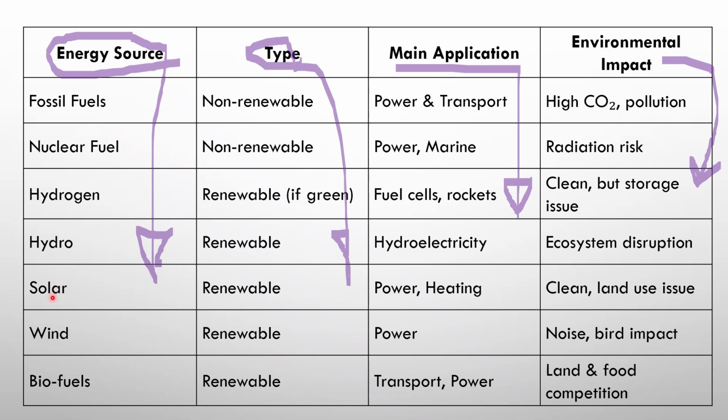In a similar way, if we talk about solar energy, it is a renewable source of energy. It is used for power generation and for heating purposes. The environmental effect is that it is clean energy, but the land required is very high. In a similar way, if you go for biofuel, it is a renewable source of energy. It is used for transportation or for power production, but the environmental impact is that large land is required and there is a competition between food and fuel.